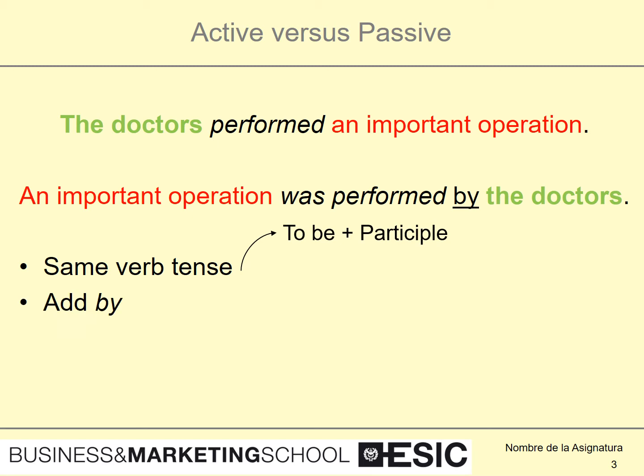Also, we have to add the by in the end. It's another change we do, but it is true that this object can be omitted. We don't need to put the by sometimes. For example, in this sentence, if I say an important operation was performed in the hospital and the patient is doing well, I don't need to say by the doctors because I know the operation was done by the doctors. I don't need to say that again. So it is not necessary to put the by the doctors part.